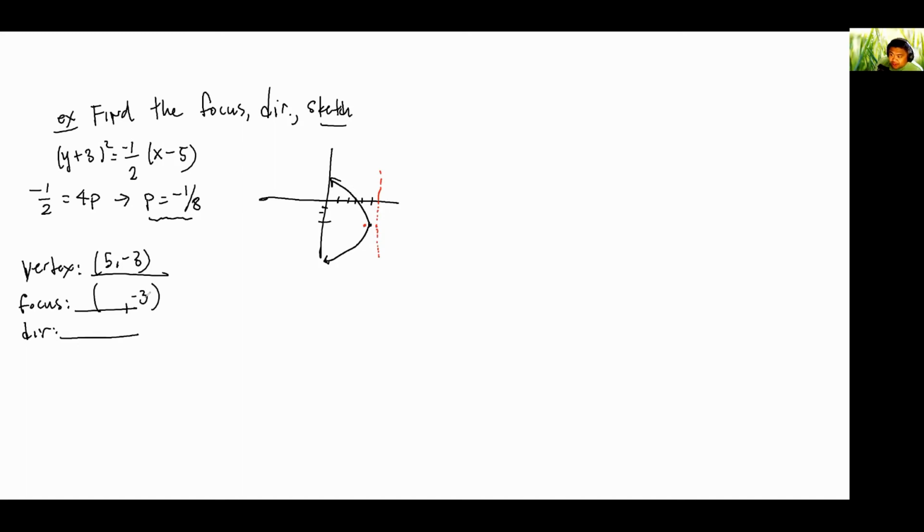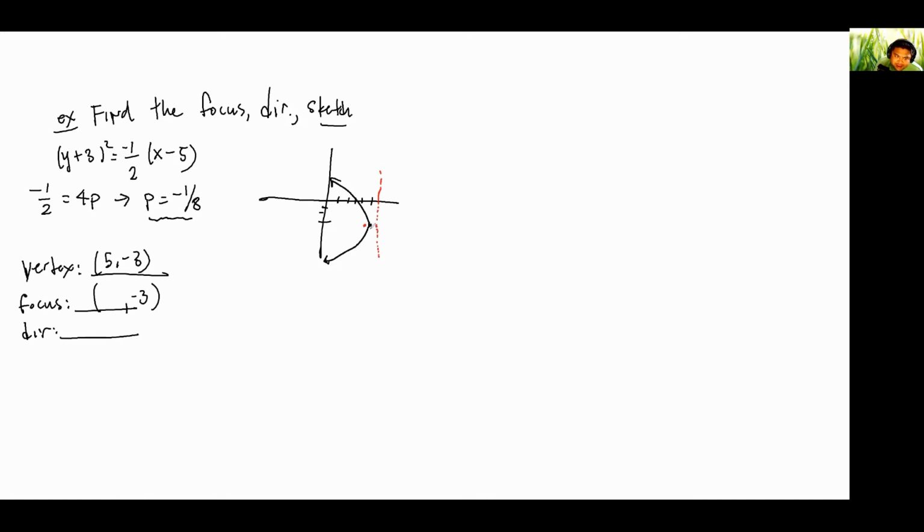The closer the directrix is, the wider it is. Oh, so I'm right. It's wider then. Okay, cool, thanks. So the focus would be 5 minus 1/8. Here's 5, and we're going to subtract 1/8 from it. And for the directrix, it's adding 1/8 to it.